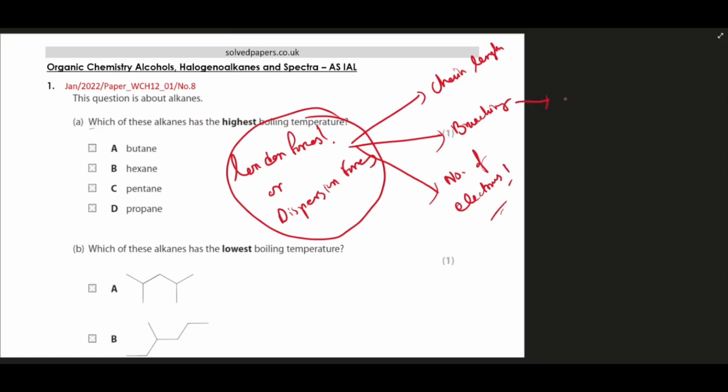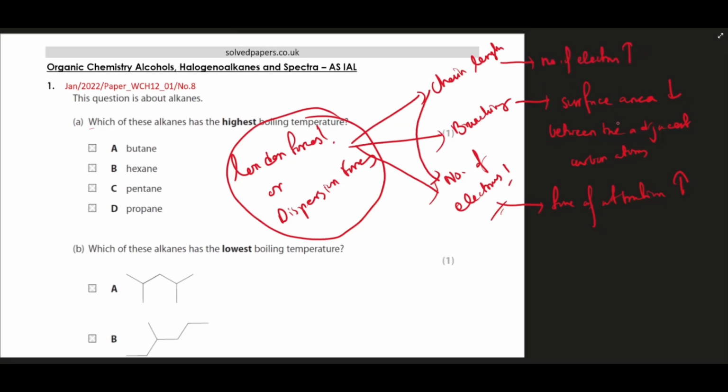Now, branching means what? If there is more branching, does the surface area decrease or increase? The surface area decreases between the adjacent carbon atoms. And if I talk about the number of electrons, does the force of attraction increase or decrease? It increases. And what about chain length? Chain length is directly related to the number of electrons. So the number of electrons increases, so obviously the force of attraction will also increase.